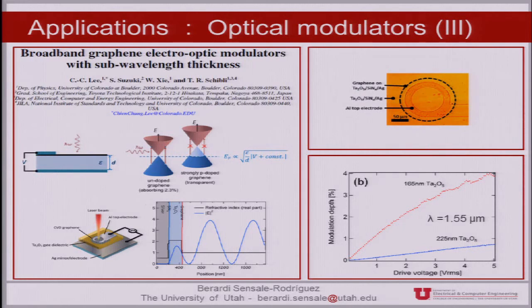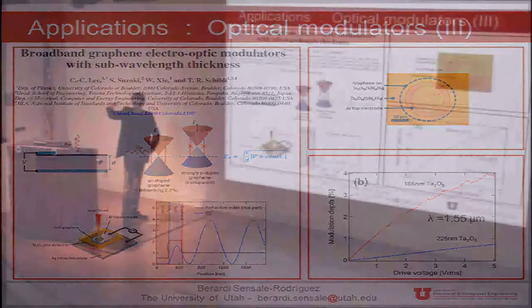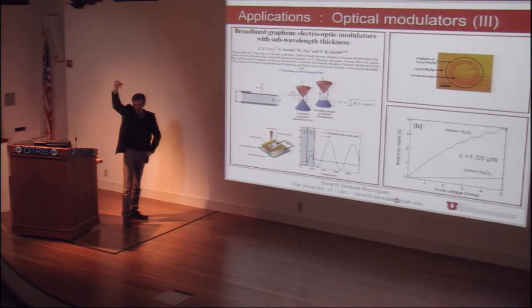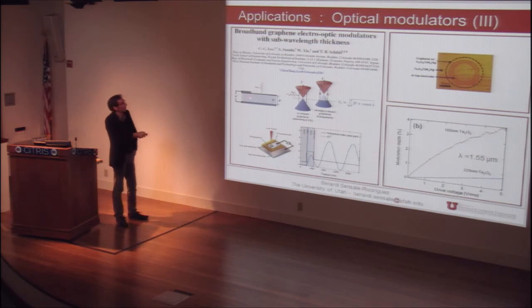In terms of optical modulators, I want to mention this. We have been looking so far in the previous slides at devices where the optical beam goes in the plane of the graphene. If one shines light normal to the plane of the graphene, now one can still modulate, for instance, in this case, the optical reflection.